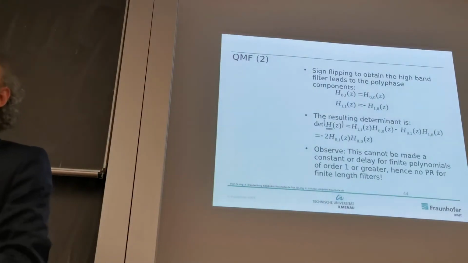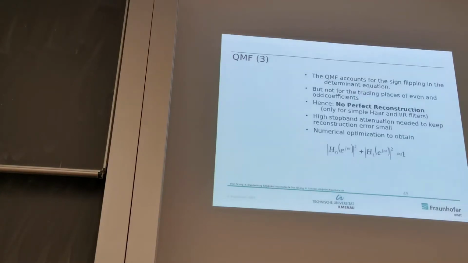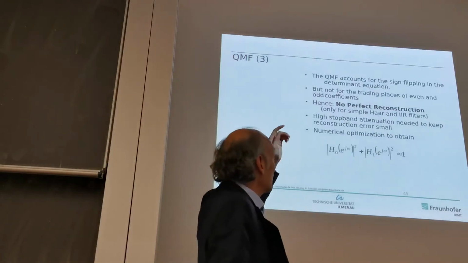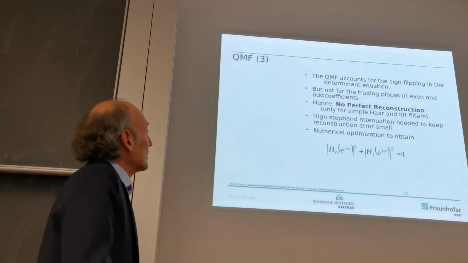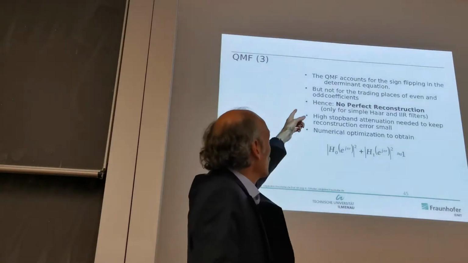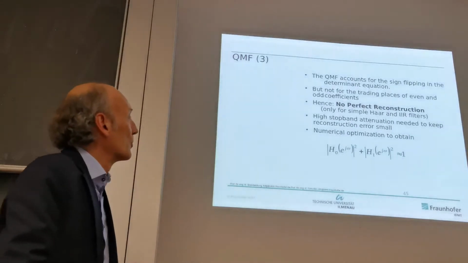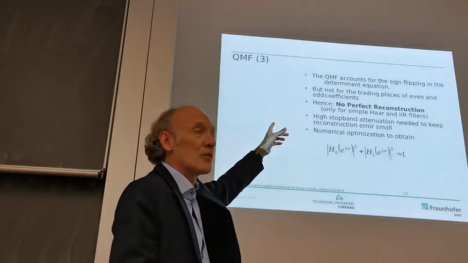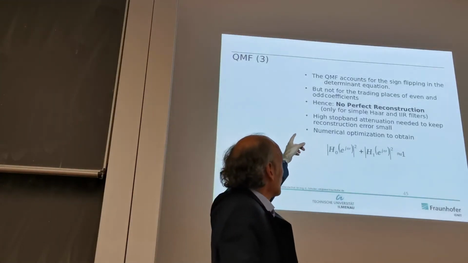So that's kind of disappointing. Right? You get a somewhat decent filter, but no perfect reconstruction. So this is what you should actually keep in mind. There's a problem for perfect reconstruction. The QMF accounts for the sign flipping in the determinant equation, but not for the trading places of even and odd places in the determinant. Hence, there is no perfect reconstruction.